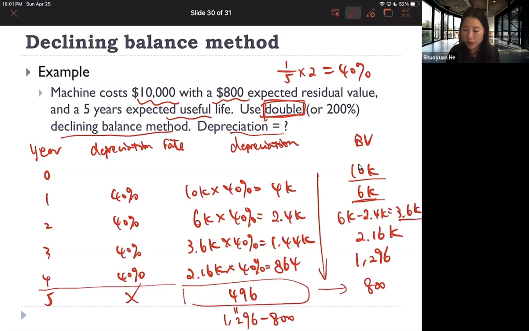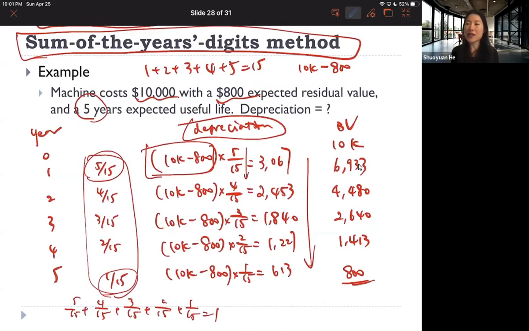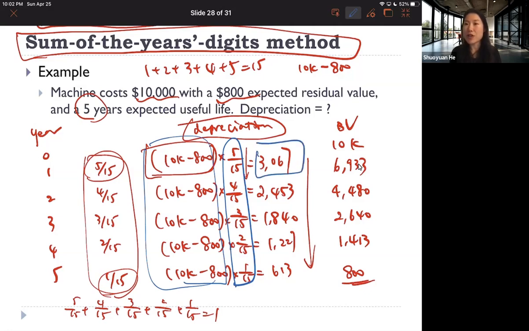In the first method, the sum of the years digits method, how do we achieve this accelerated depreciation? We are actually achieving it by having an accelerated depreciation rate. In other words, our allocation base is the same over the years, and we are achieving accelerated depreciation by having a higher depreciation rate in early years and a lower depreciation rate in later years.